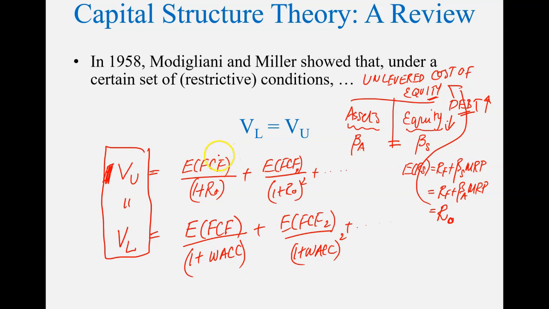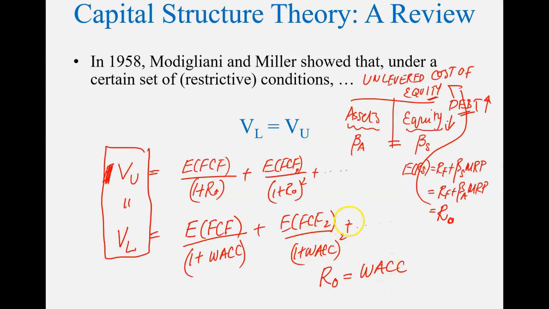And because the numerator is the same in both, it's the same cash flows, the only way you can arrive at the same answer is if, that's right, the denominator is the same. In other words, R0 has to be equal to the weighted average cost of capital. R0 has to be the weighted average cost of capital.